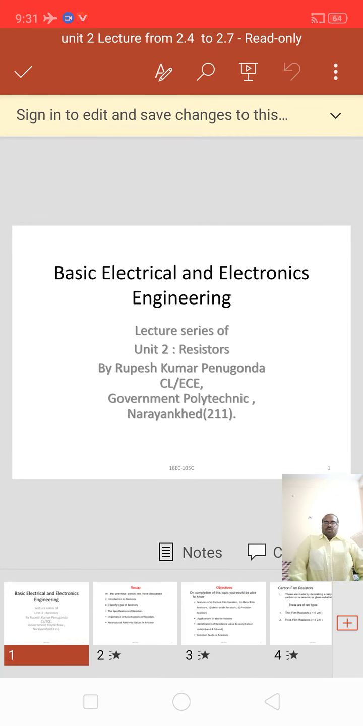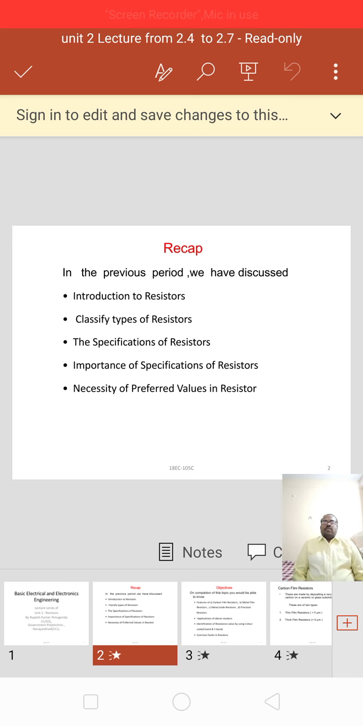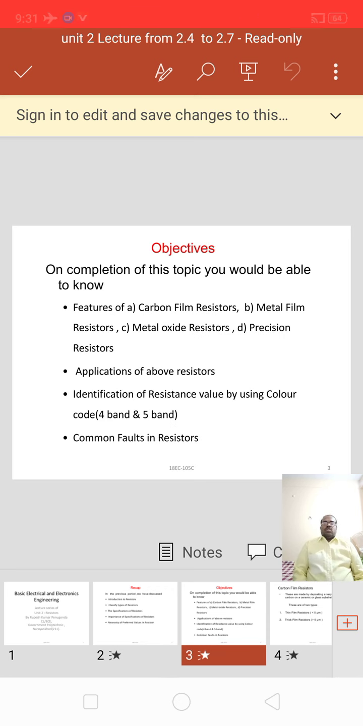Hello, today we will learn about the concepts of resistors. We have already learned about the classification of resistors, introduction to resistors, specification of resistors, importance of specifications of resistors, as well as necessity of preferred values in resistors.